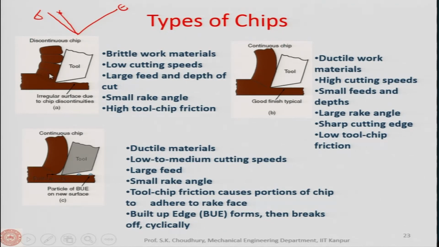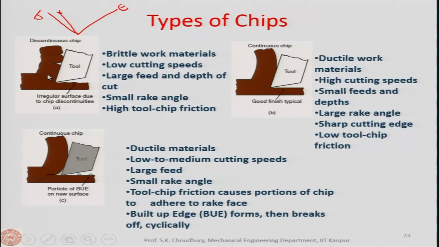Second thing, this you can take as an advantage of the discontinuous chip. Now, the disadvantage of the discontinuous chips is that each time the chip breaks, it gives a kind of impulse. So there could be a fluctuation in the cutting force, and that can leave a kind of feed mark on the already machined surface. So this is a disadvantage when discontinuous chips occur.